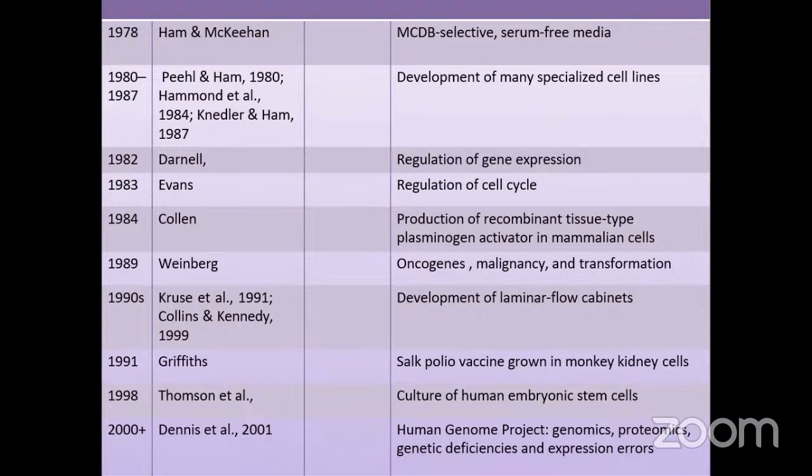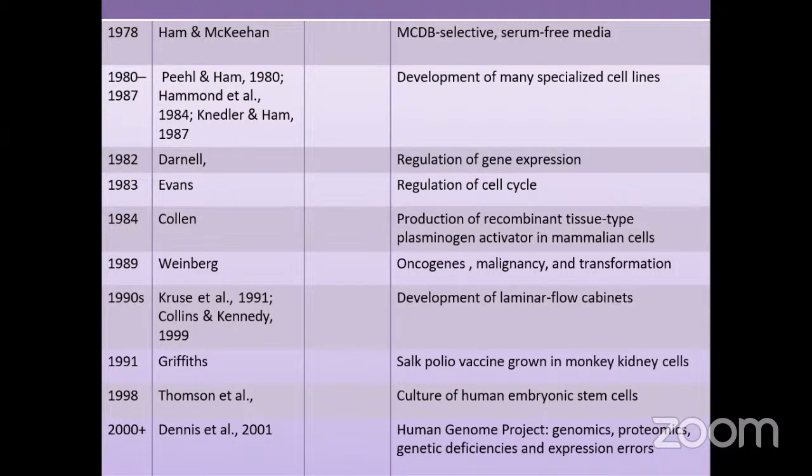But even in animal cell cultures, we have similar ones, which are a little bit different. Then in 1991, Griffiths, okay, they have developed the Salk polio vaccine in monkey kidney cells. And in 1998, Thompson, they have cultured human embryonic stem cells. And in 2000, the Human Genome Project, which is very, very important.